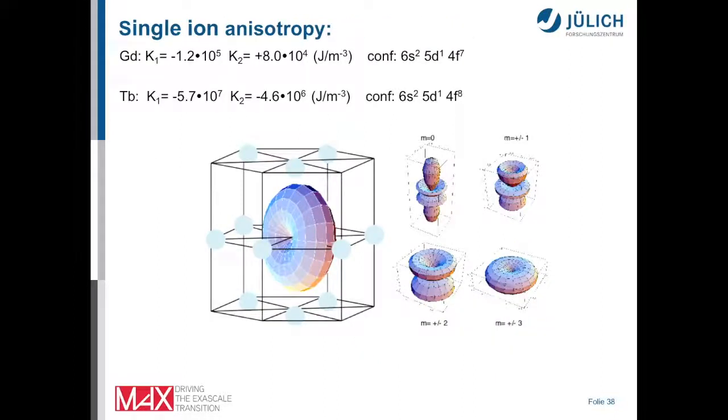In 4f systems, you have additional effects which come from the special orbital structure of the 4f electrons. In gadolinium, this is rather weak. In terbium, where you have a single spin-up f electron, which is very anisotropic, you can think that such an orbital has to be rotated somewhere in the crystal lattice, which also costs a lot of energy, and you also have a large contribution to the magnetic anisotropy here.